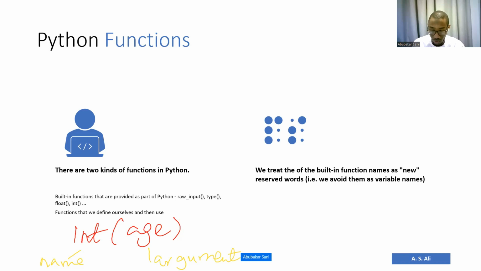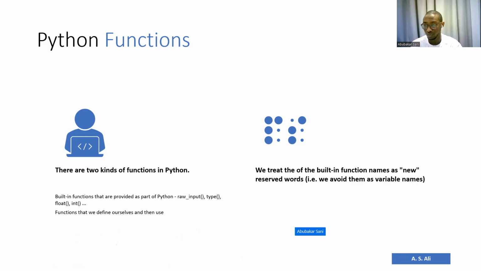So this is how you invoke or call a function. We were invoking it, we were not defining it, because it was already defined in Python. They have already defined it, so we are just invoking or calling it. Okay, so that's what is going on.